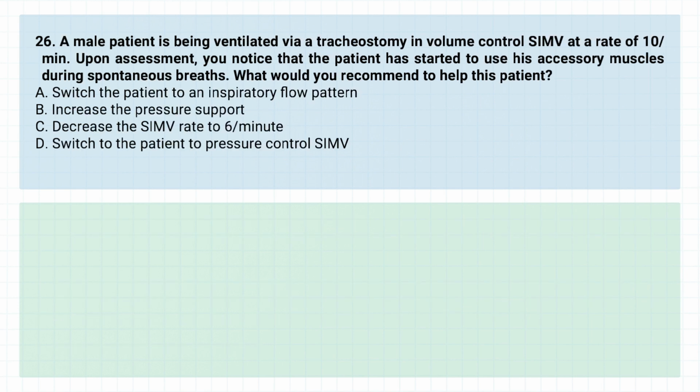Number 26. A male patient is being ventilated via a tracheostomy in volume control SIMV at a rate of 10 breaths per minute. Upon assessment, you notice that the patient has started to use his accessory muscles during spontaneous breaths. What would you recommend to help this patient?